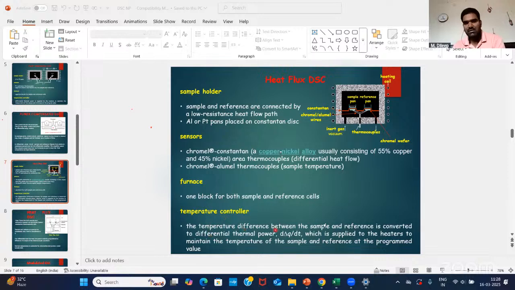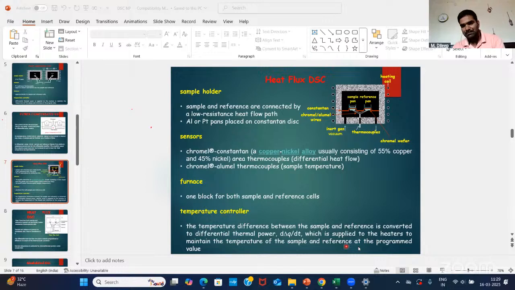Temperature control. The temperature difference between the sample and reference is converted to differential thermal power, which is supplied to the heaters to maintain the temperature of the sample.